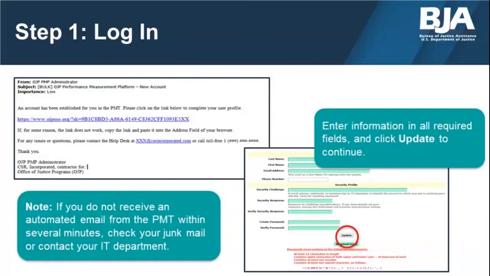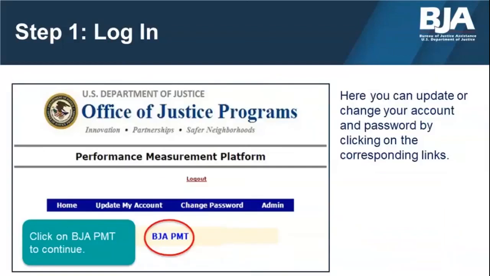Please note that if you do not receive an automated email from the PMT within several minutes, you should check your junk mail or contact your organization's IT department to ensure there are no firewalls preventing the email from being delivered. Here you can update or change your account and password by clicking on the corresponding links. Once all account information is up to date, select BJA PMT to continue.